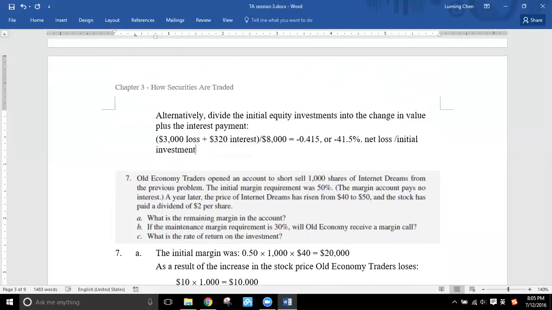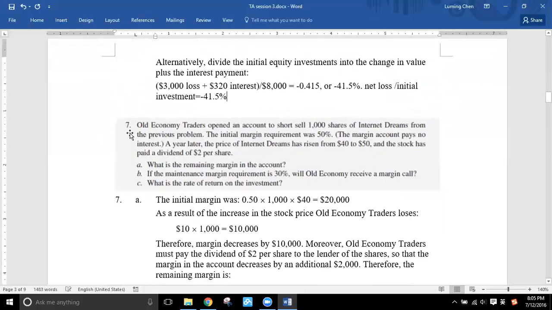investment is your rate of return, which is a 41.5% loss. Number 7 is the same, but now the investor sells short.